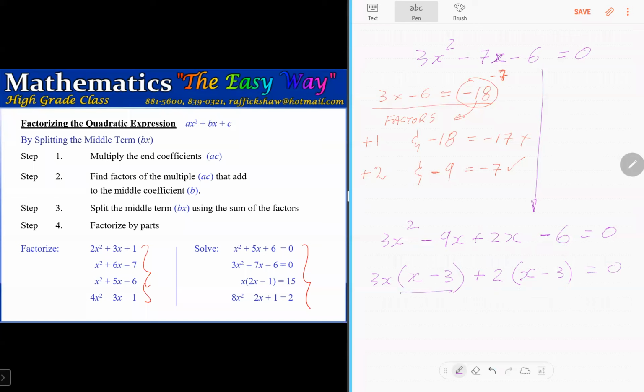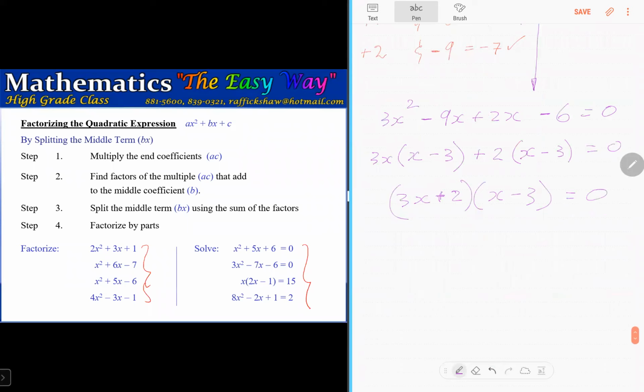So the x minus 3 is my common factor, and what is left becomes 3x plus 2, from the 3x and the 2, times my common factor of x minus 3 equals 0. And that's it, I have factorized it. Now that it equals 0, either this part equals 0 or this part equals 0. So either 3x plus 2 equals 0 or x minus 3 equals 0.